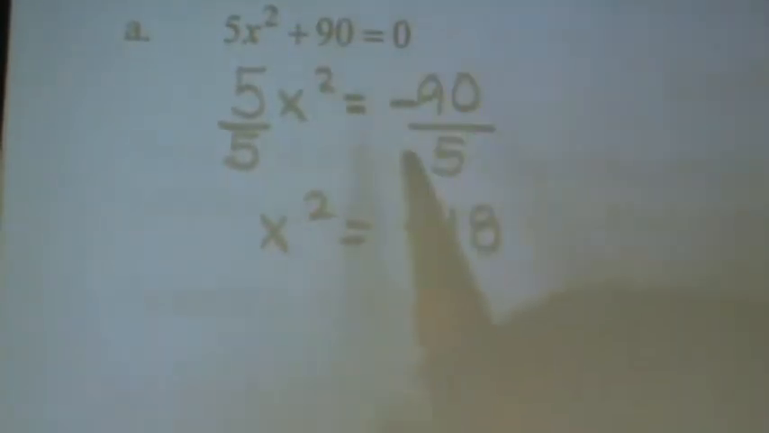Now, how do I solve this? Square root. Okay, I agree. What else? How many answers are there? 2. So what do I write? Plus or minus. That's number 1, plus or minus.